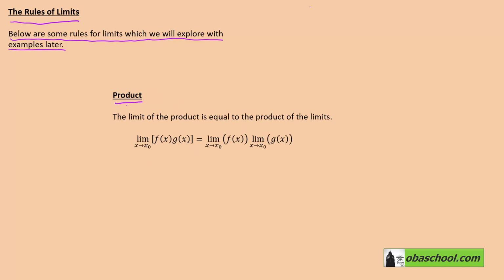So what about a product? The limit of the product is equal to the product of the individual limits. So if we look at the limit as x tends to a particular value of x of f of x multiplied by g of x, that's just equal to the limit of f of x approaching the same value of x multiplied by the limit of g of x approaching the same value of x. So the limit of the products is equal to the product of the limits.